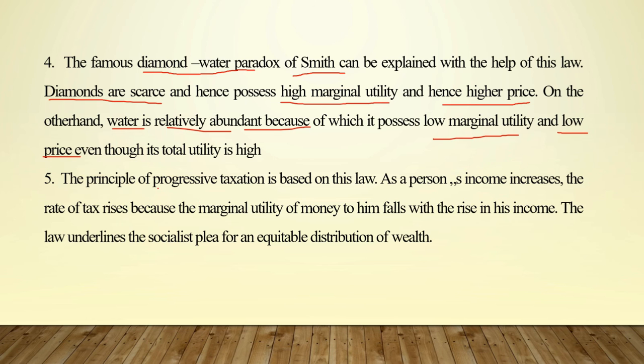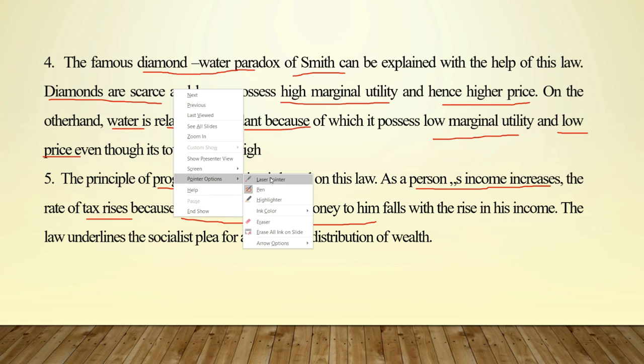The principle of progressive taxation is also based on the law of diminishing marginal utility. Suppose a person's income increases, tax rises because marginal utility diminishes or decreases.